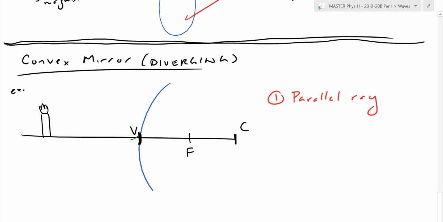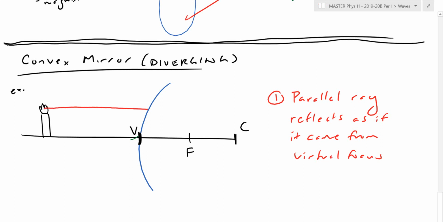So a ray that comes in parallel, flat to the principal axis. A parallel ray reflects as if it came from the virtual focus. Let me show you what this means. Make sure you use a ruler here. Without a ruler, you're going to get it wrong. So I'm going to use a ruler.